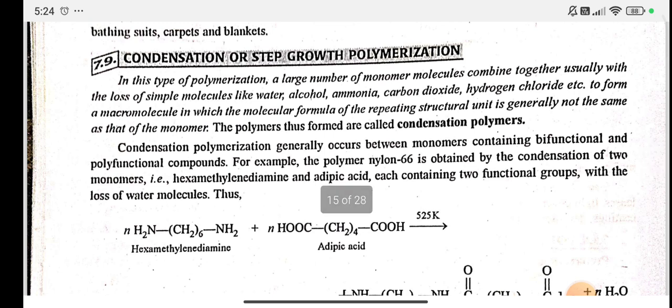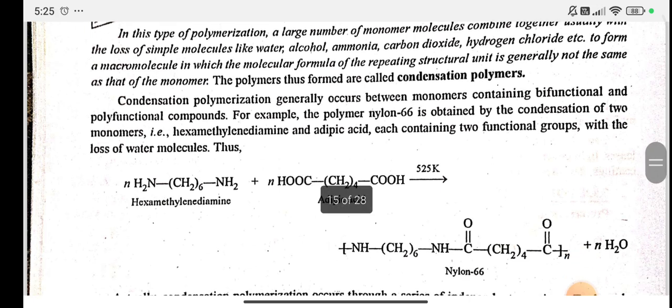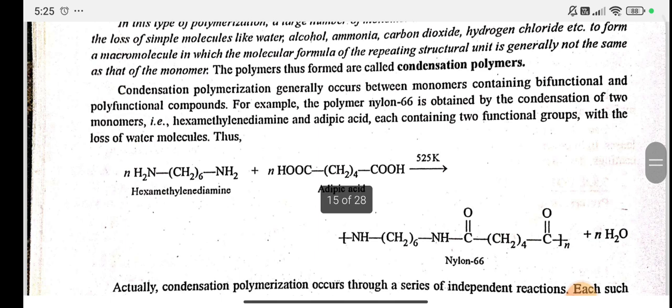Condensation or step growth polymerization. In this type of polymerization, a large number of monomer molecules combine together, usually with the loss of simple molecules like water, alcohol, ammonia, carbon dioxide, hydrogen chloride, etc., to form a macromolecule in which the molecular formula of the repeating structural units is generally not the same as that of the monomers. The polymers thus formed are called condensation polymers.